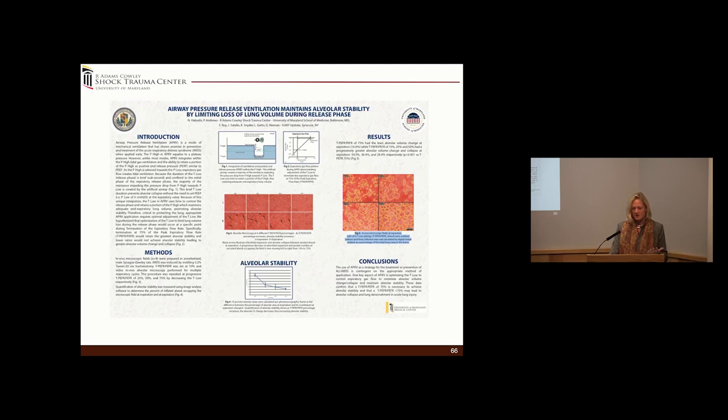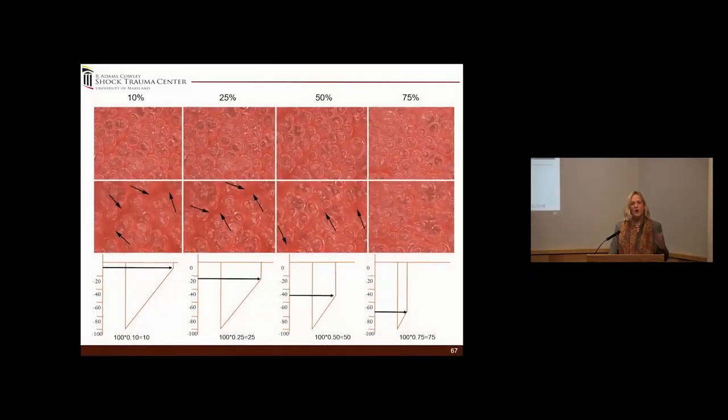So one more example here to demonstrate. We actually looked at this under in vivo microscopy. What happens to the alveoli at 75% versus 25%? And this is the stress strain. And so at 10%, this is the CPAP phase. And you see the alveoli are recruited. Everything looks pretty stable up here. But what happens at the T-low? This is on the release phase.